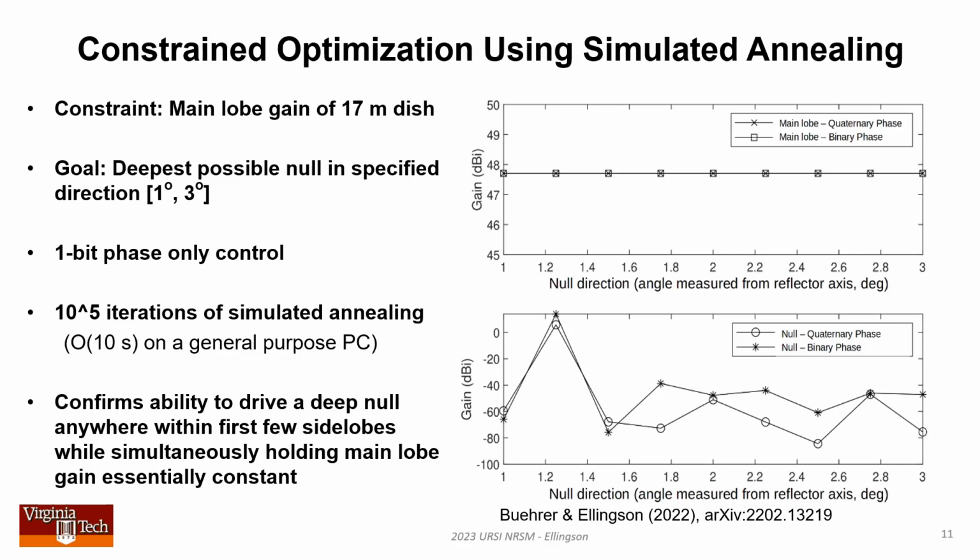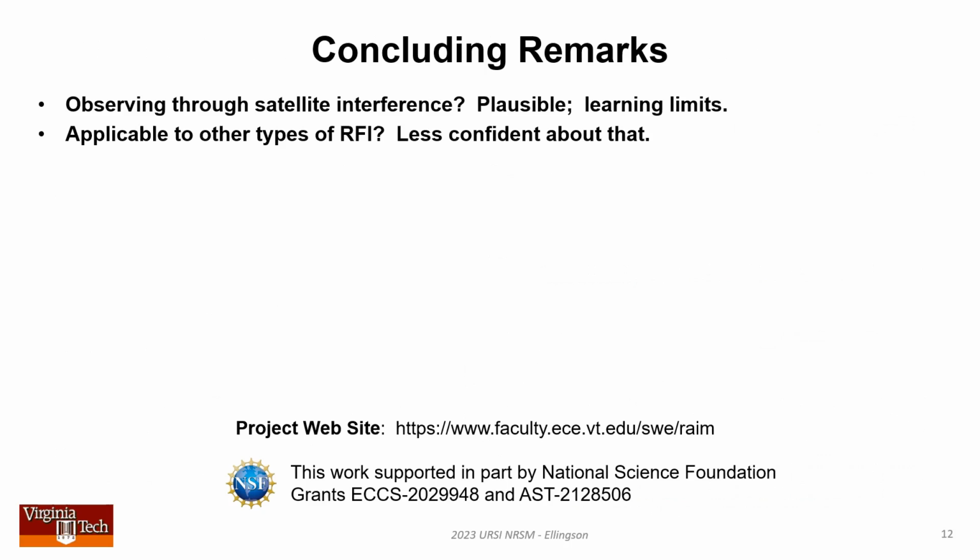So this looks quite useful for satellite RFI mitigation, and we've become quite interested in this approach. Again, more details are available in the references that I'm citing on this slide. To wrap up, is it possible to observe in the presence of satellite interference without throwing away data? I think it's plausible, but of course there are limits, and we're working hard to quantify those limits.